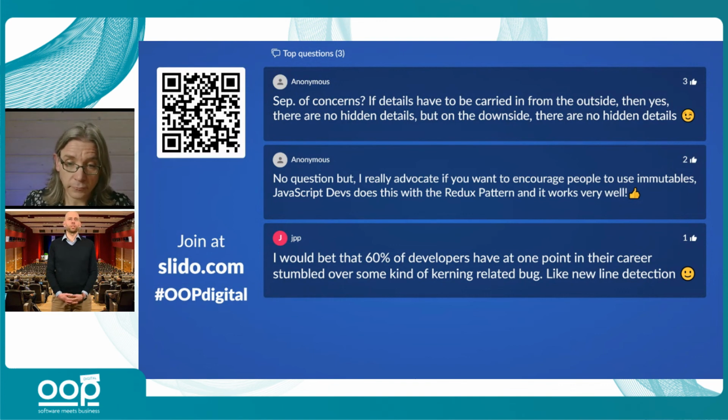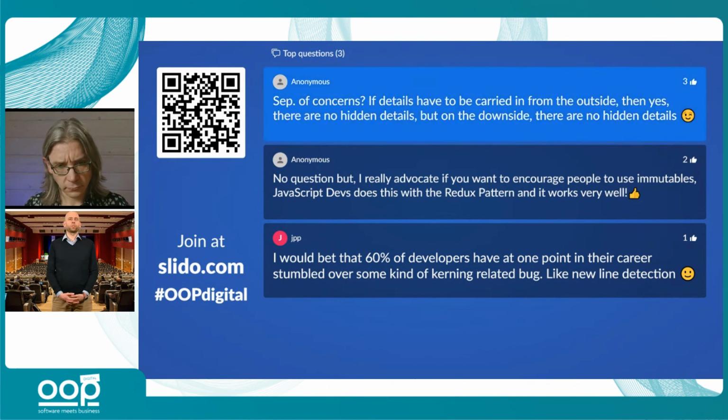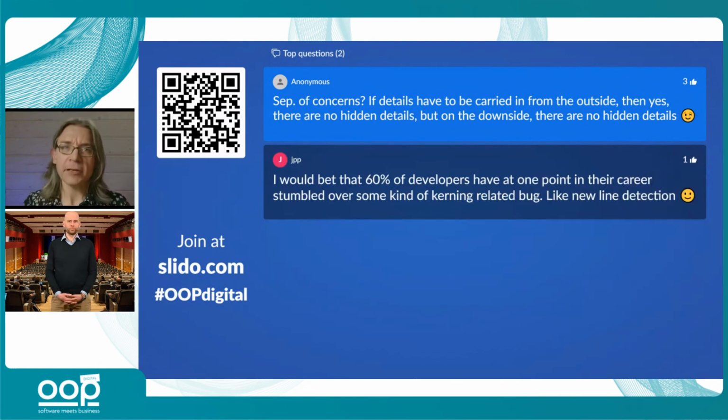Okay, next one. Set of concerns. If details have to be carried in from the outside, then yes, there are no hidden details, but on the downside, there are no hidden details. I'm slightly going to have to guess what that question means. Separation of concerns. Usually, I think separation of concerns implicitly includes hiding the availability of data.